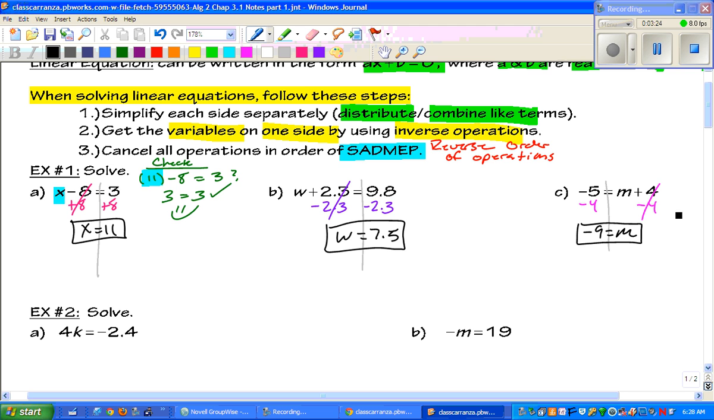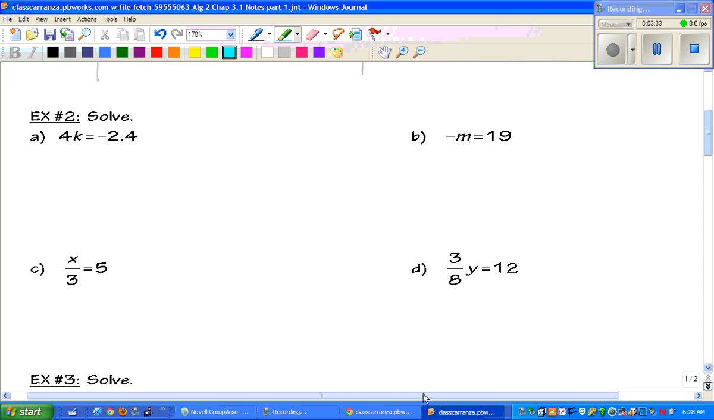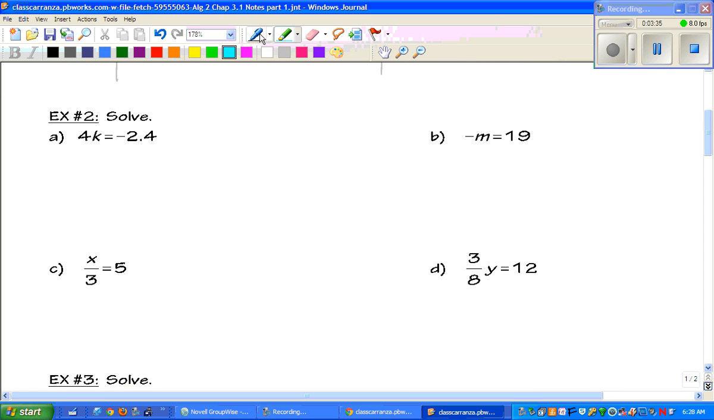And anytime you want to, guys, you can do this check over here. Now, I'm not always going to do it, okay? But to know if you got the right answer 100%, that's what you need to do.